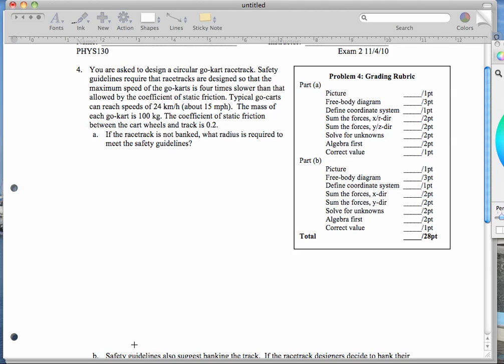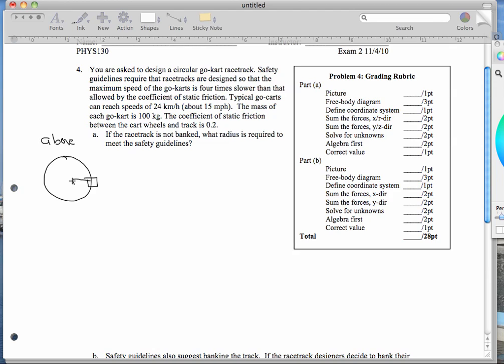So in this question, you're asked to design a go-kart racetrack. The first thing I'm going to do is draw a picture. Here's my racetrack. This is the top view, a bird's eye view looking down, so I'll just say this is from above. I've got my car right here.